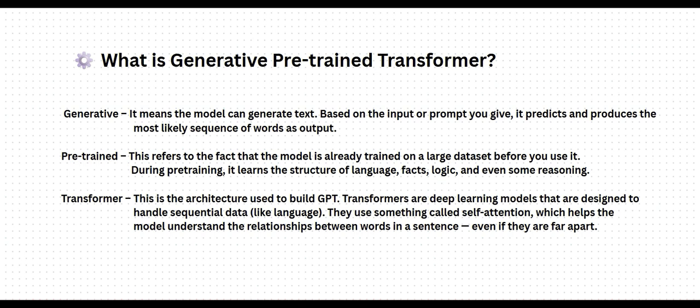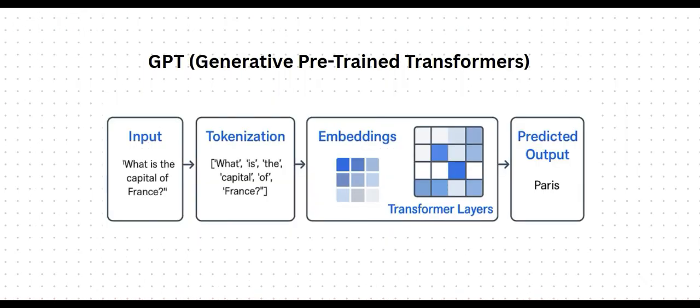And number three, transformer. This is the architecture used to build GPT. The main concept of the transformation is used inside this transformer architecture. Transformers are deep learning models designed to handle sequential data like language. They use something called self-attention, which helps the model understand the relationships between the words in a sentence, even if they are far apart in the sentence.